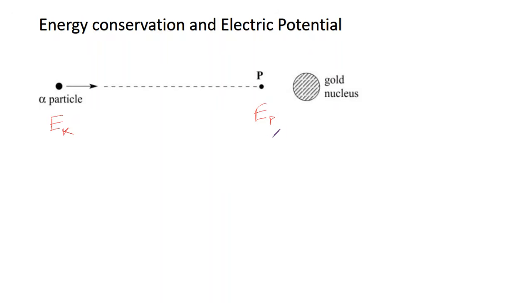So we can start working with this. A lot of times a question asks, what is the minimum distance between the gold nucleus and the alpha particle? Let's say this distance is r. A lot of times a question asks you to calculate this r. So I'll show you my personal favorite method using conservation of energy.